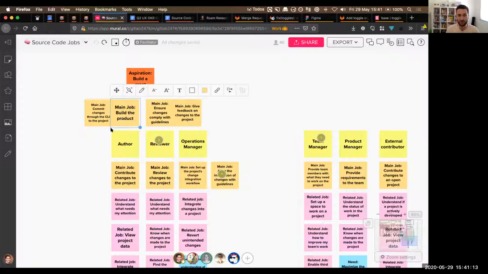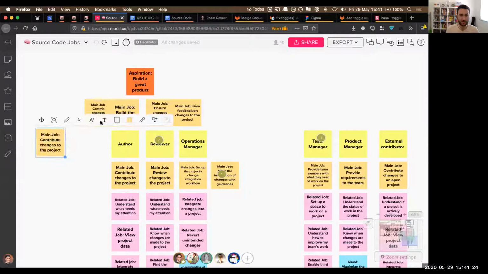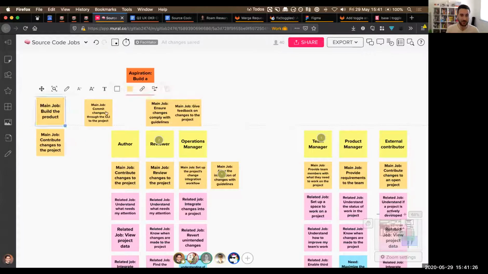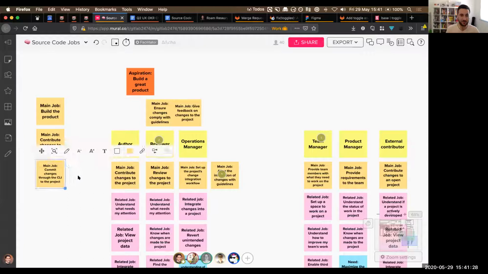And then we talked about this one, contributing changes to the project. In terms of granularity, this is how I would see it, from top to bottom, from broadest to most specific. An author could build a product, they could contribute changes to the project, or they could commit changes through the command line interface to the project. And this is very specific and very technical.